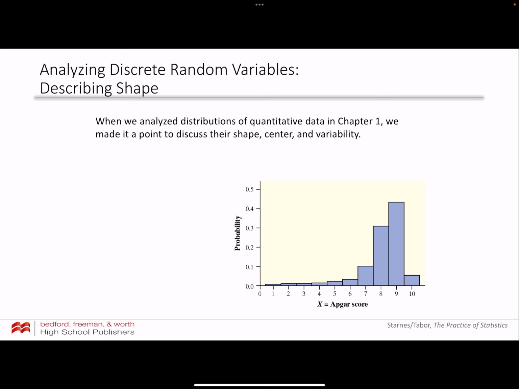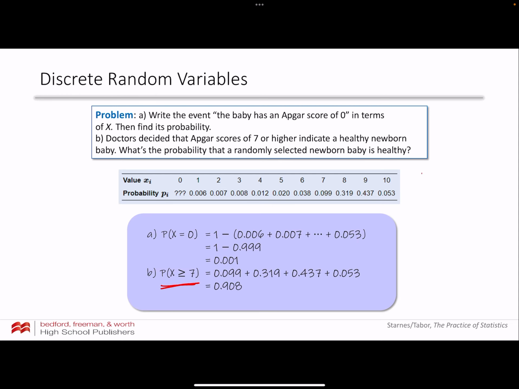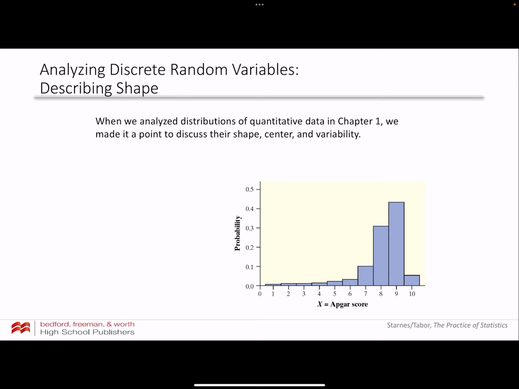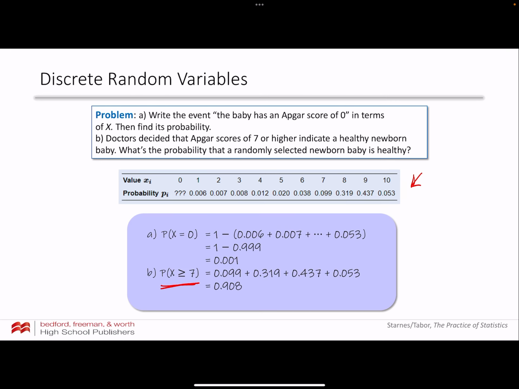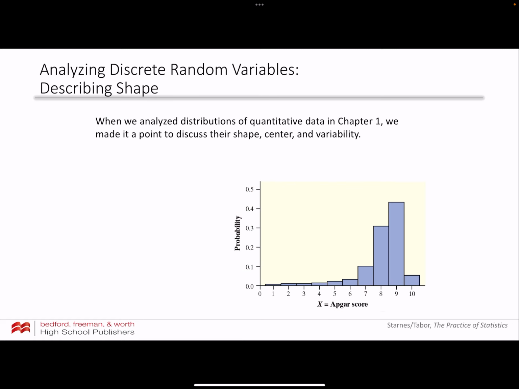Okay, so now we're going to take the data in this probability distribution table and put it into a histogram. This is what that histogram looks like, and it should kind of make sense. If you look here, the probability of having these low APGAR scores is pretty small. And then when we get up here, most babies have an 8 or a 9 as an APGAR score, right? So we can see this peak here.